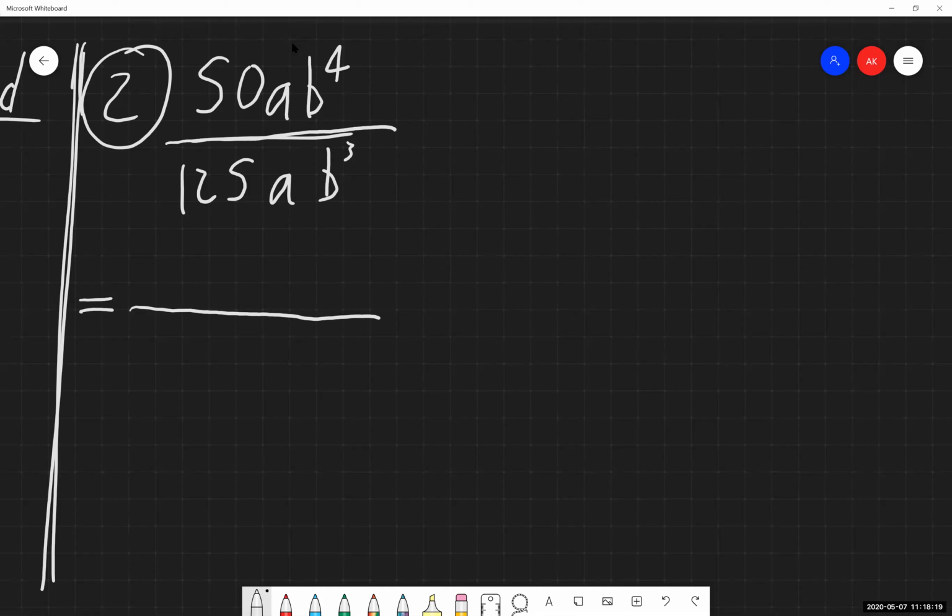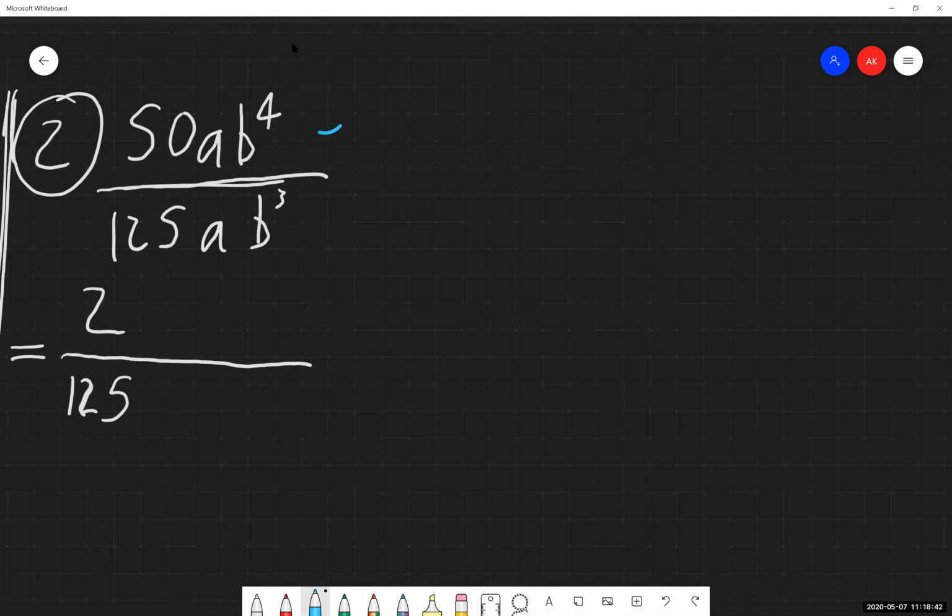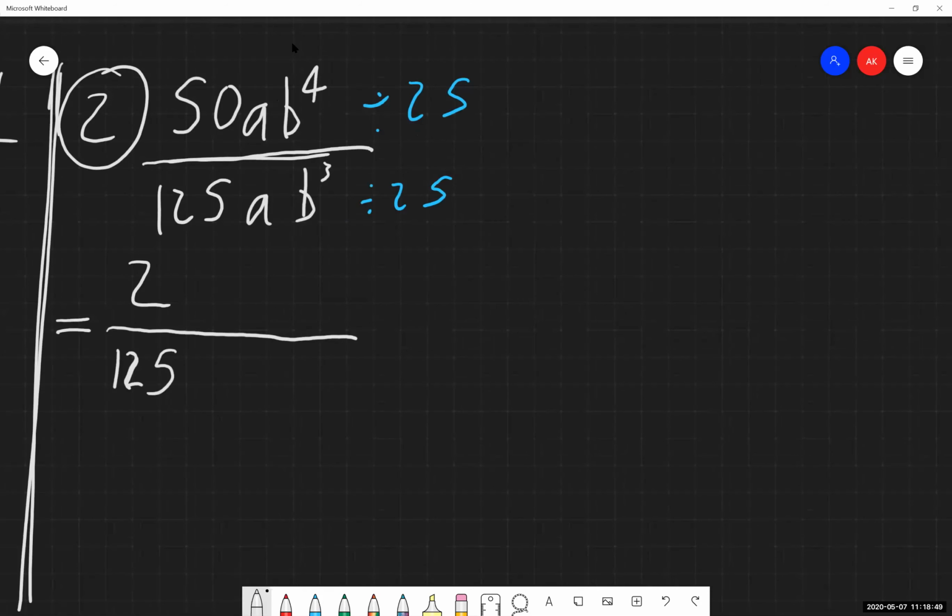And the number that we're going to be using for that is 25. 25 goes into 50 2 times, and 25 goes into 125 5 times. So the numbers are going to reduce down. And again, I'm dividing the top and bottom by that 25 essentially. So I'll write that off to the side here. Now I've done nothing to the variables, I should say. So those are going to come down exactly as they were.